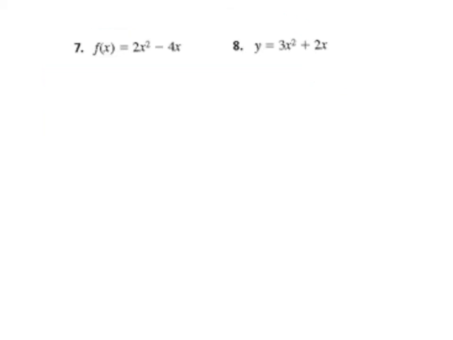So for 7, we're going to be doing the same thing, except this time we do not have a graph. And so what we need to do is we're finding the same thing. I'm going to write it up here. We're going to find the axis of symmetry, and we have to find the vertex.